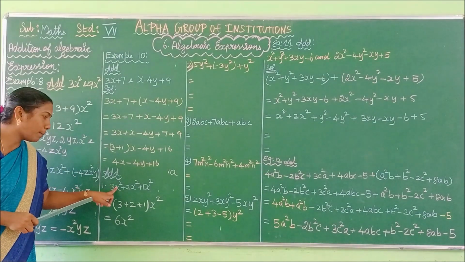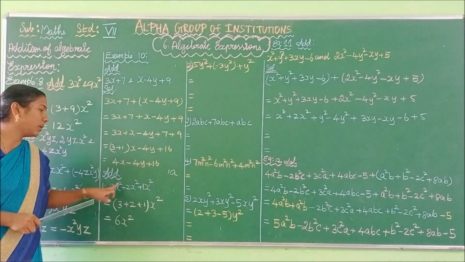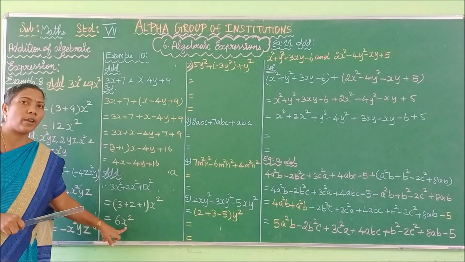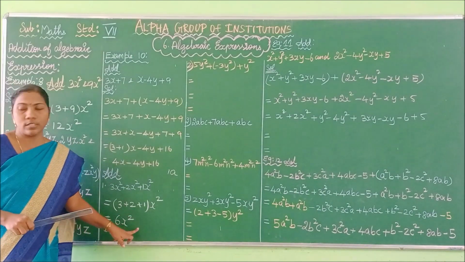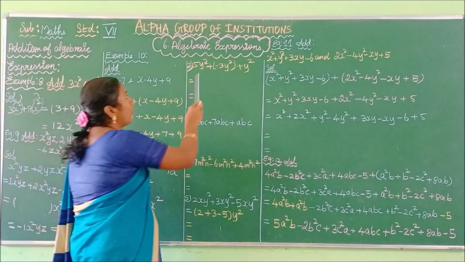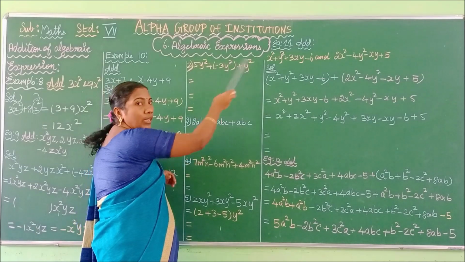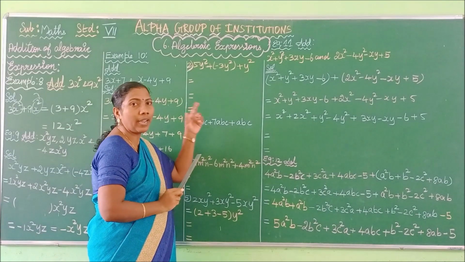That is 3 apples plus 2 apples plus 1 apple. So 3 plus 2, 5. 5 plus 1, 6 apples. Instead of apple, you have to write x square. Thus we got the answer 6x square. Do you understand, children? Next we are going to do the second sum. See here, 5y square plus minus 3y square plus y square. We have to add these terms. Check whether they are like terms or not.